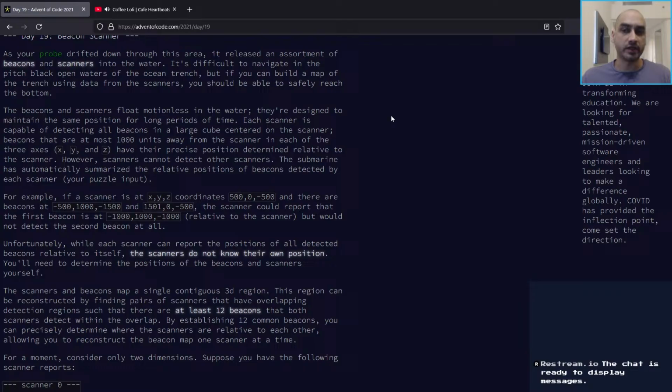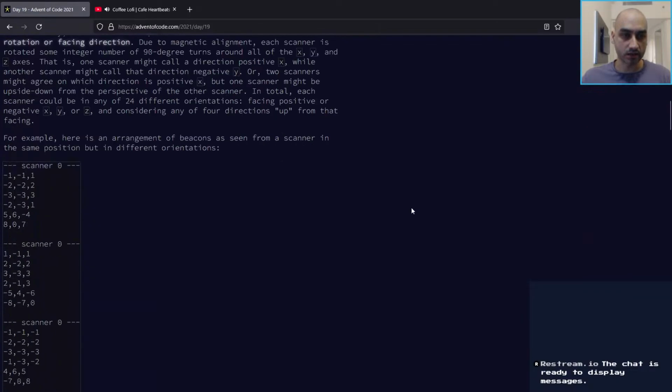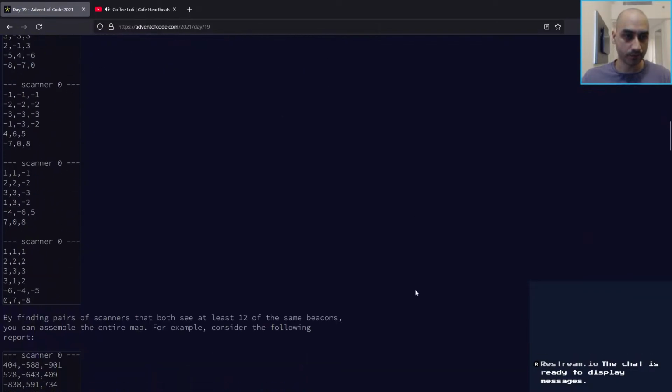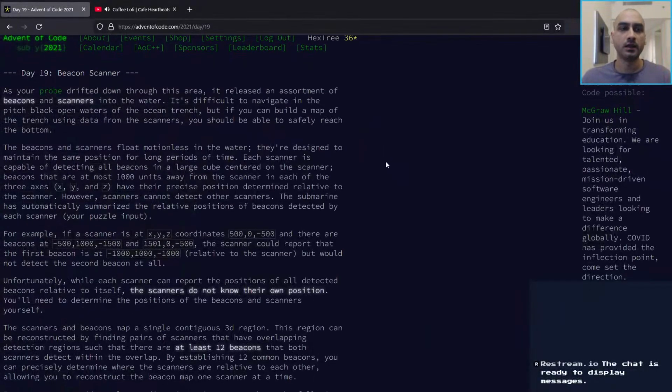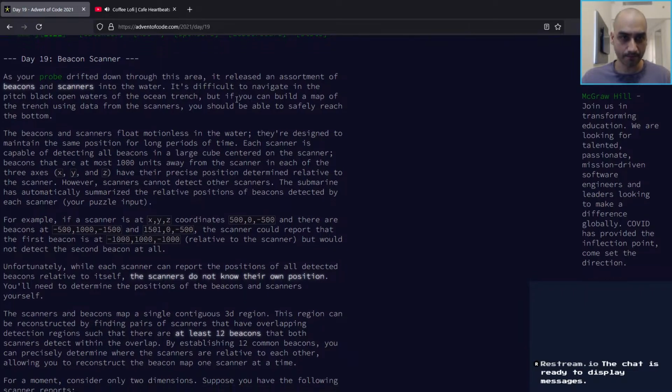Beacon scanner. Oh yeah, so this one, look, we took a peek last time. It looks like a geometric kind of problem. As your probe drifted down through this area, it released an assortment of beacons and scanners into the water. It's difficult to navigate in the pitch black open. I'm going to skip ahead a bit.